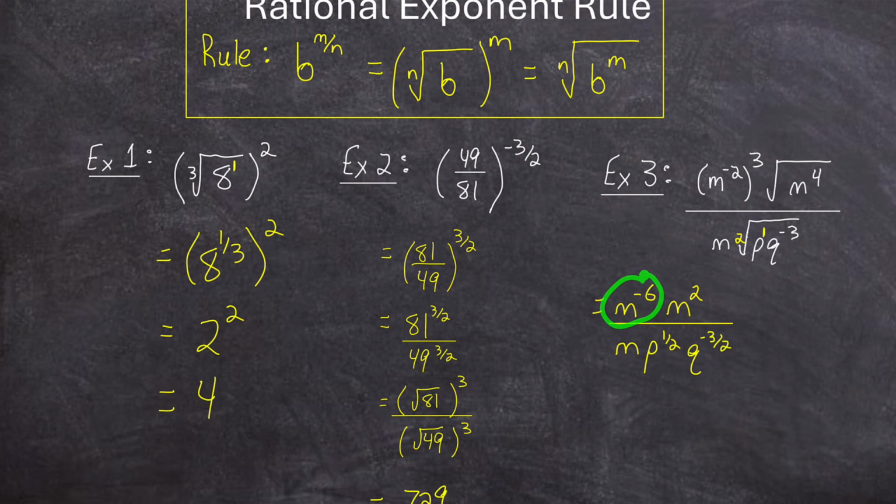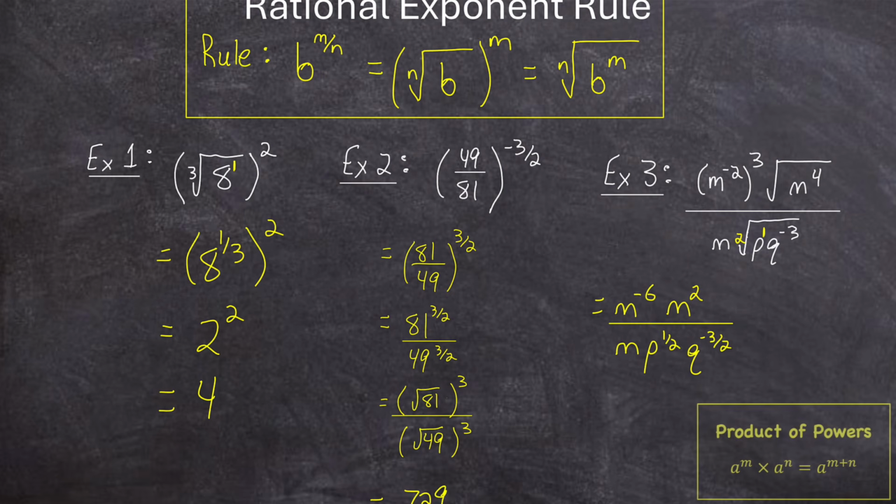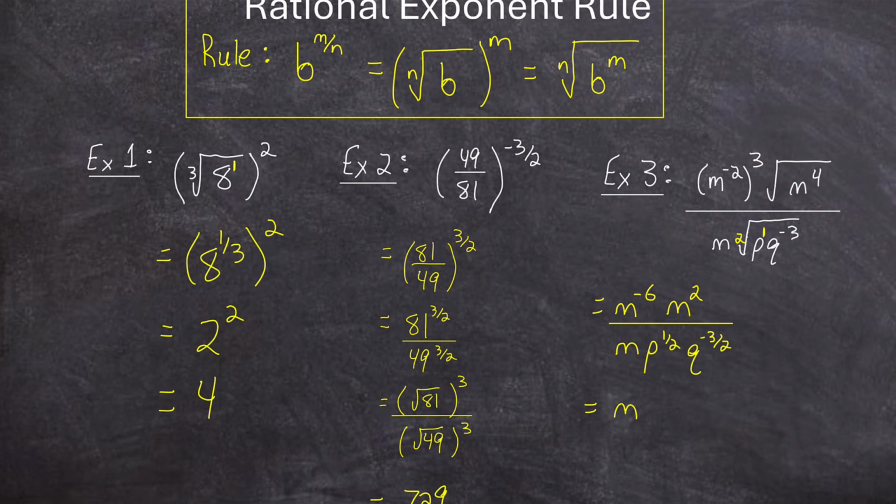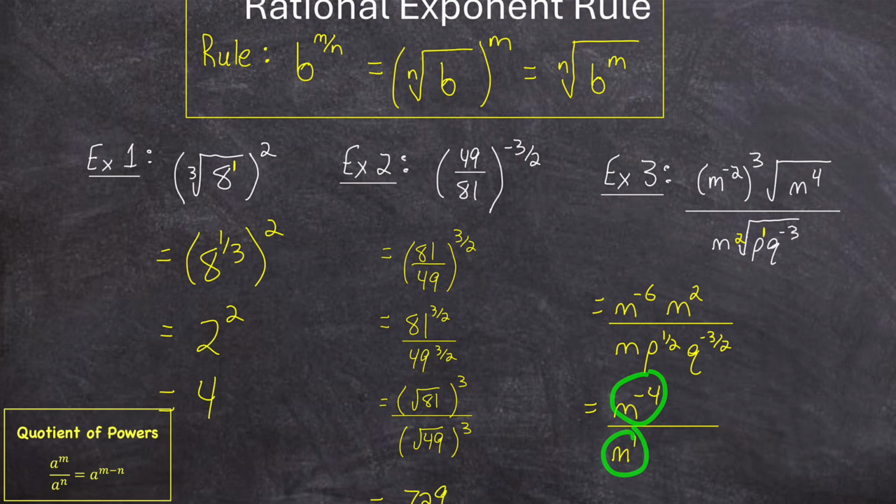I have an m to the power of -6 times an m to the power of 2. When multiplying powers with the same base, I keep the base the same and then add the exponents. -6 plus 2 is -4. And that's being divided by an m to the 1, so I might as well simplify that now as well. When dividing powers with the same base, we keep the base the same and subtract the exponents. -4 minus 1 is -5.